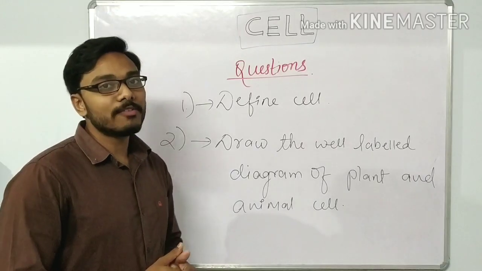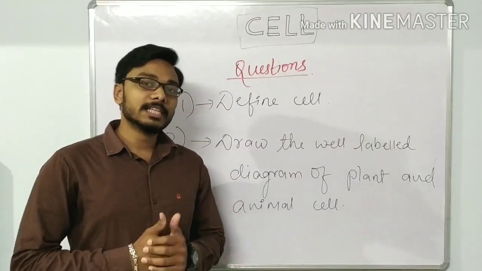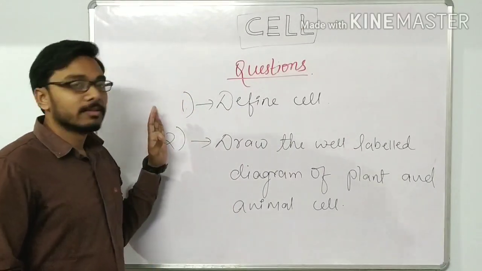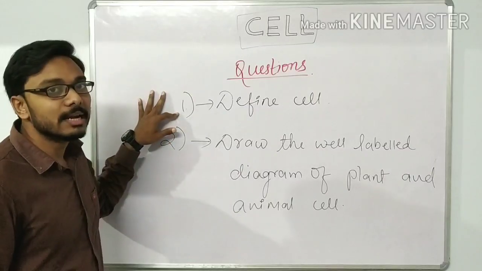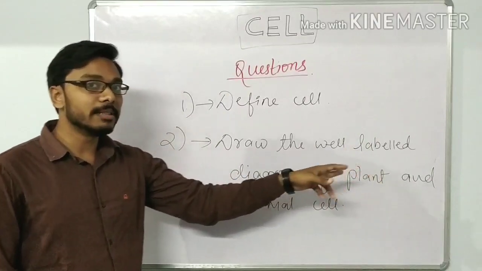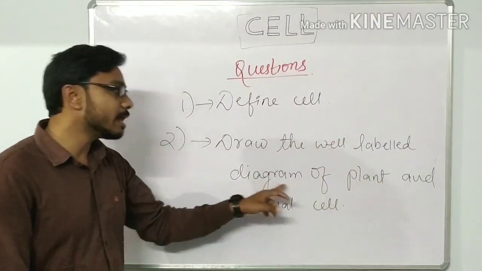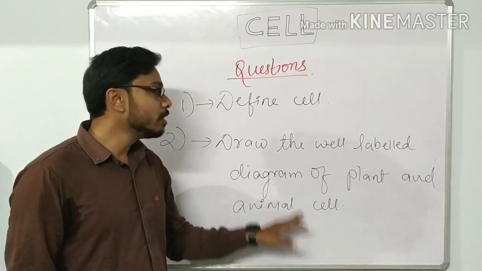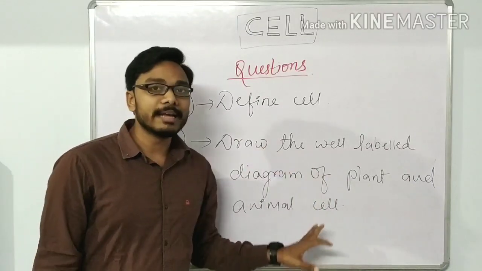So students, hope you have understood about today's topic. This was all about today's video, and here are some questions for you to do at home. The first one is define cell, and the second is draw the well labeled diagram of plant and animal cell. You have to draw both the diagrams which I have shown you.